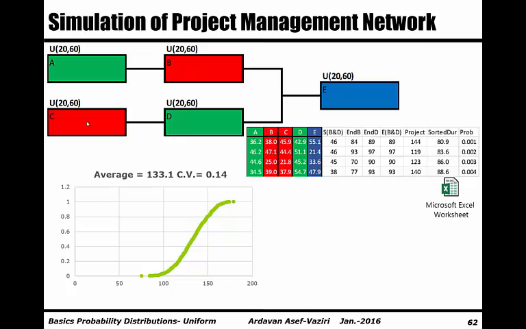One day I also may talk about multitasking and show that allocating 1 resource at the same time to both these activities is not a good idea. Multitasking in projects is not a good idea. Okay, so D cannot start until C is finished technically, and also because we only have 1 green resource, it cannot start until A is also finished.